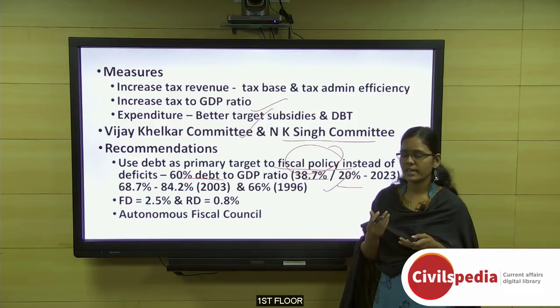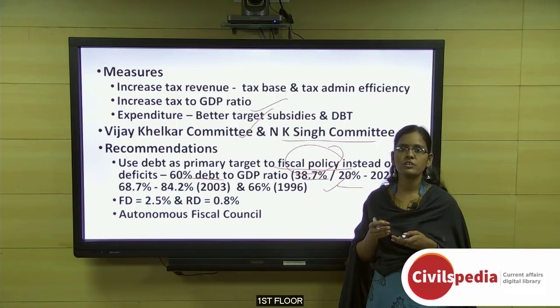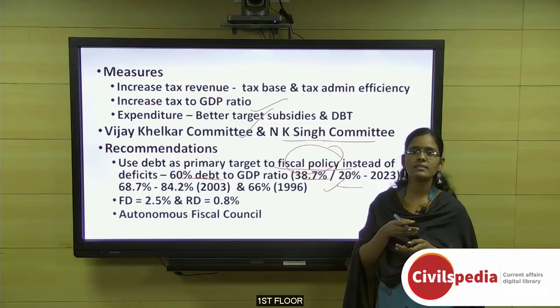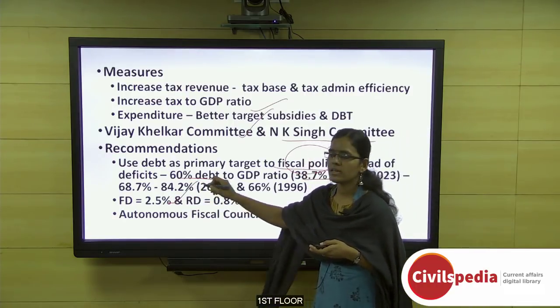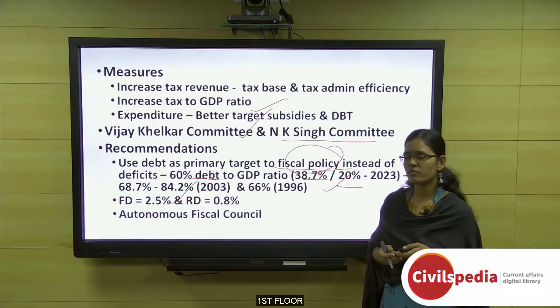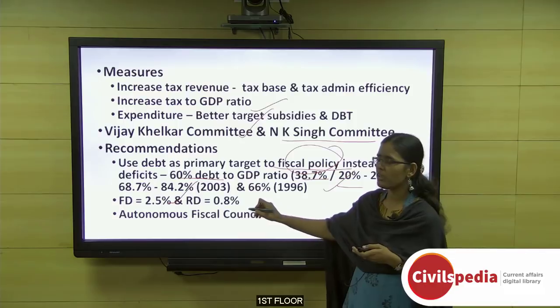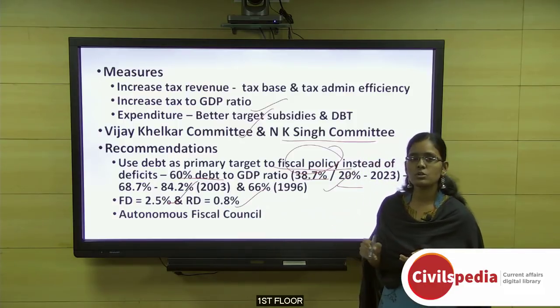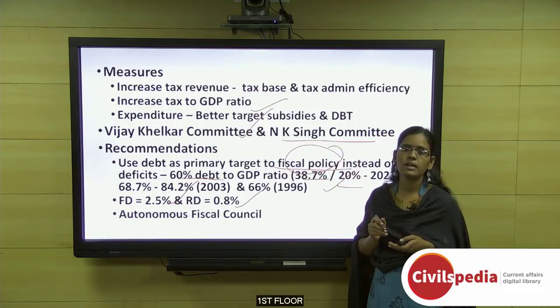Singh committee. The second thing is the fiscal deficit target they have set at 2.5% of GDP, while the Vijay Kelkar committee had set the target at 3% of GDP. The N.K. Singh committee has reduced it to 2.5% of GDP. And with respect to revenue deficit, they have said that by 2023, we have to reduce the revenue deficit to 0.8% of GDP.